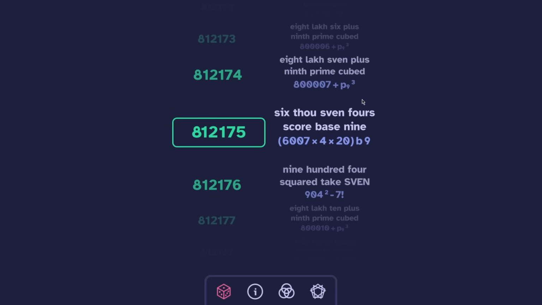Oh, you go. Sixth out. Oops, sorry. You know, you go. Sixth out. Oh, sorry. You go. Sixth out. Sven. No, it's like a fugue. Sixth out. Sven. Sixth out. Sven. Four. Score base nine. Nice.